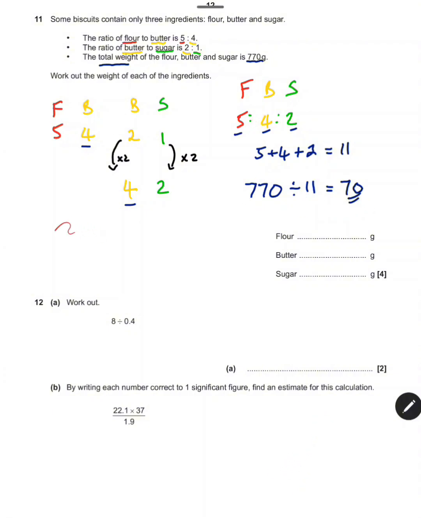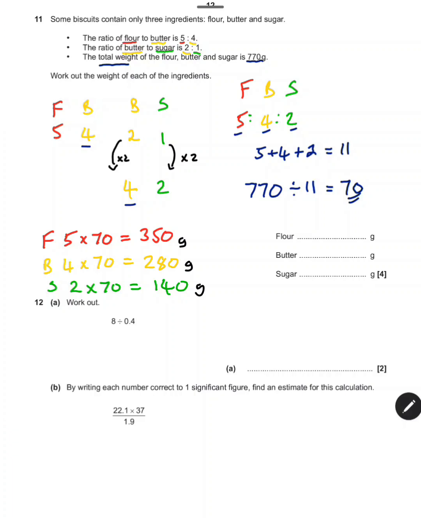For the flour, I need to do 5 lots of 70. Well, 5 7s are 35. Then I'm going to whack this 0 on the end. For butter, I need to do 4 lots of 70. And again, 4 7s are 28. Whack a 0 on the end. And for sugar, I need to do 2 lots of 70. 2 7s are 14. And whack a 0 on the end. They are the answers to the weight of each item.